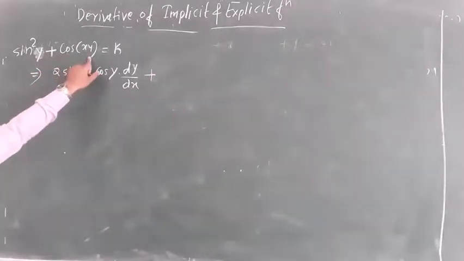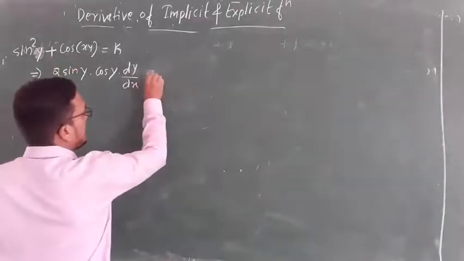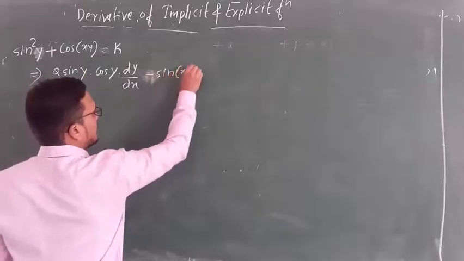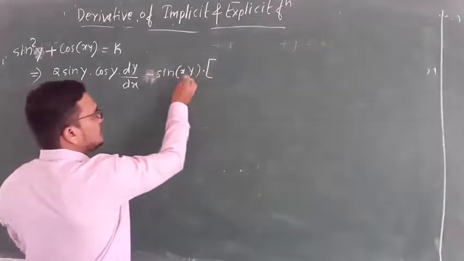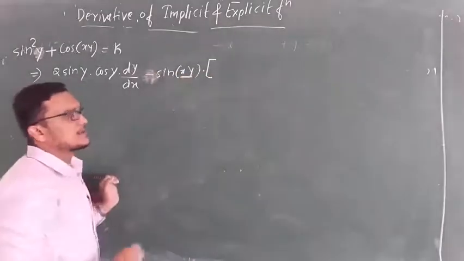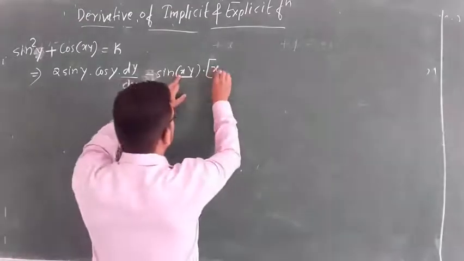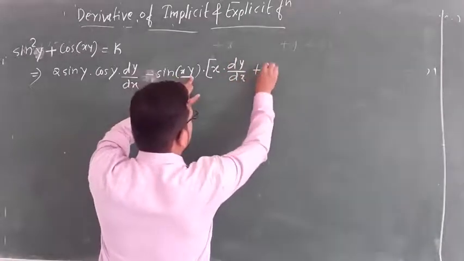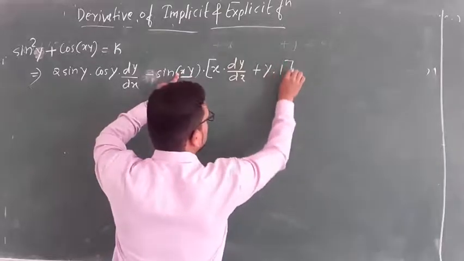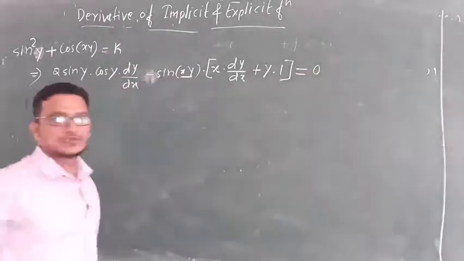plus here again cos of xy is a composition function. So first you take the derivative of cos, that is what, minus sine. So this plus will become minus sine of xy into, see here the angle is not xy alone, but it is a product of two functions, so therefore you have to apply the product rule. So first function as it is, into derivative of y is dy by dx, plus y as it is, into derivative of x is 1, which is equals to, right hand side is k, which is constant, whose derivative is 0.